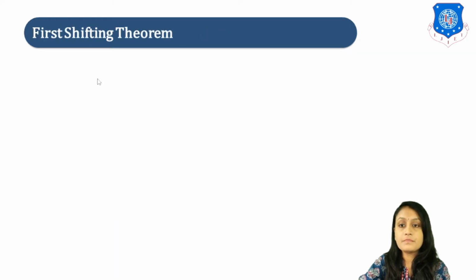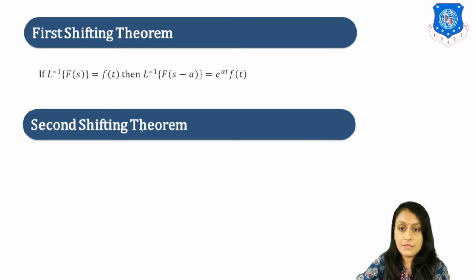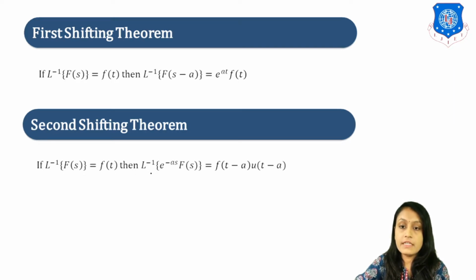Okay, now let's discuss one more topic, that is the first shifting theorem. The statement is, if Laplace inverse of F(s) is equal to f(t), then Laplace inverse of F(s minus a) is e raised to at f(t). Now the second shifting theorem. If Laplace inverse of F(s) is equal to f(t), then Laplace inverse of e raised to minus as F(s) is f(t minus a) u(t minus a). So you have to remember both the formulas.